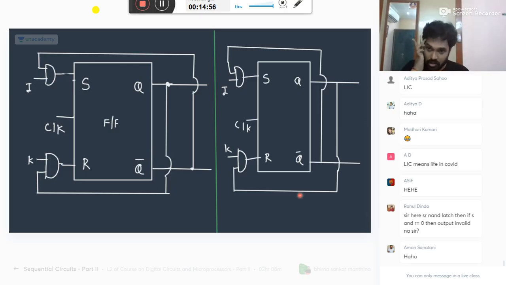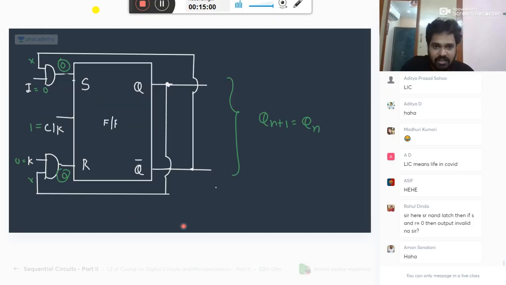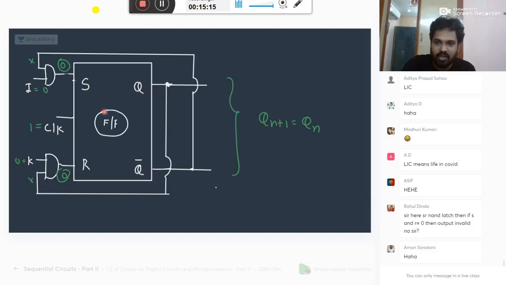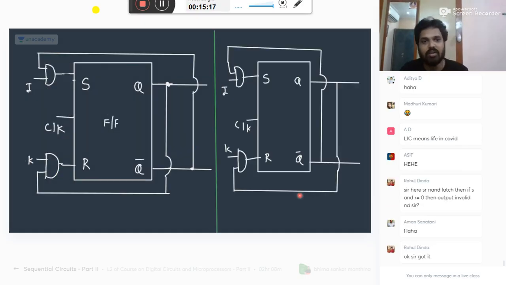Is that Rahul? Please listen, Rahul. It is not a latch, it is a flip flop. Since the clock is there, it is a flip flop. Whether it is made with NAND gate or NOR gate doesn't matter. Flip flop is flip flop only.